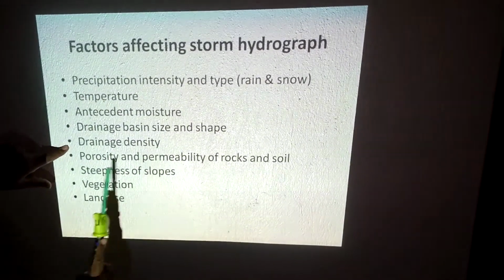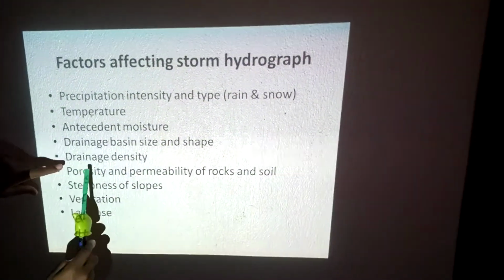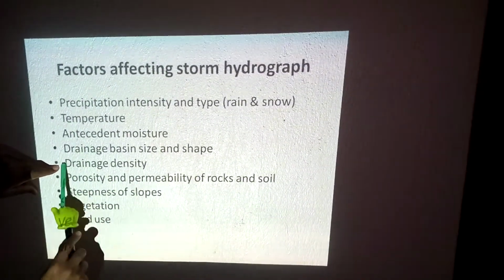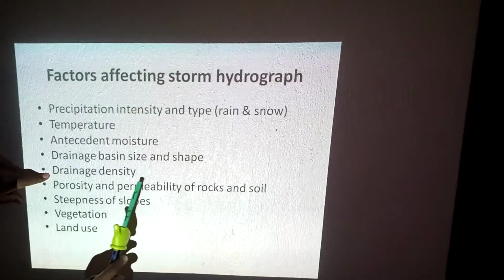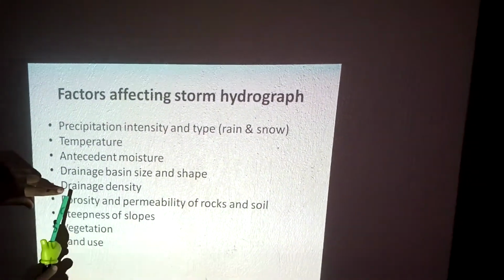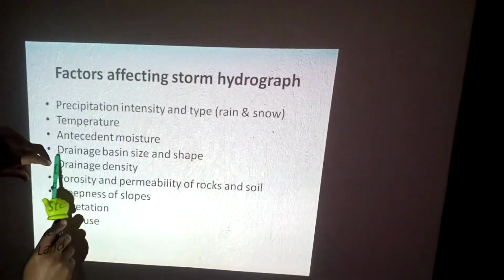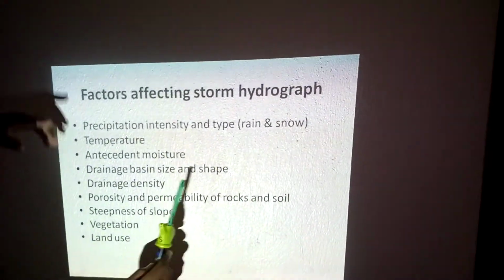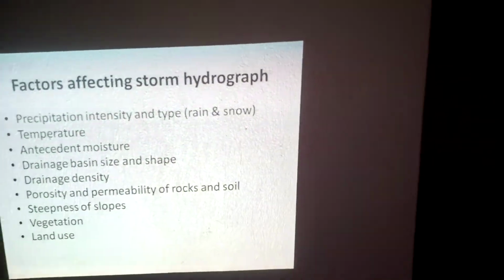Drainage density. Drainage density normally means the length of the rivers in a drainage basin, so length of rivers over area. So when the length of rivers and the tributaries is big, it means that an area is well drained.